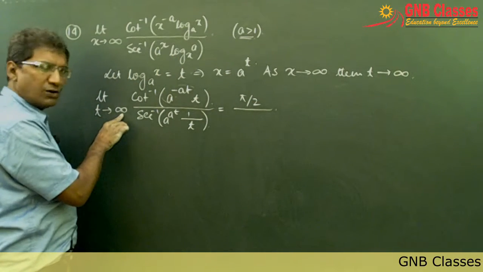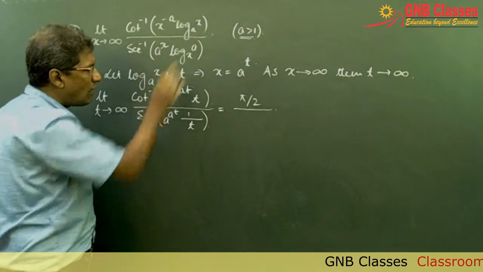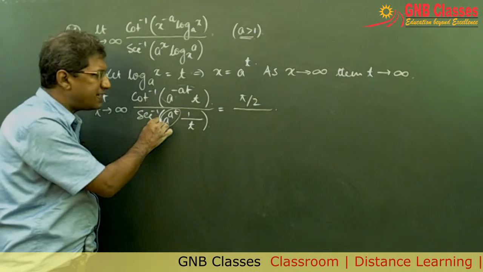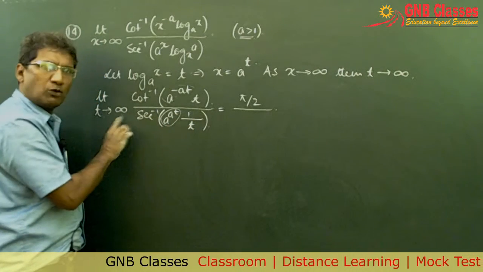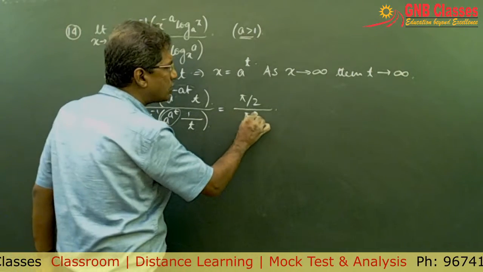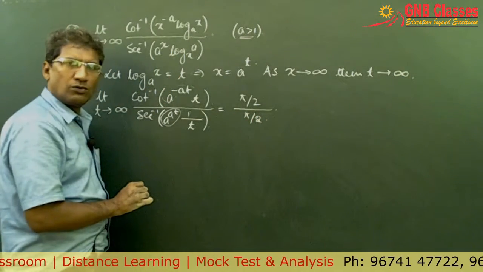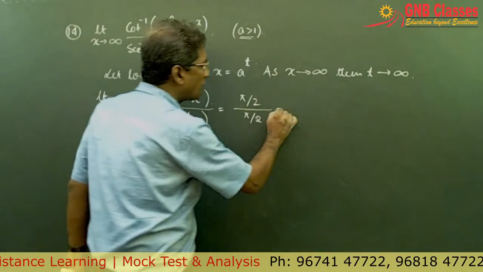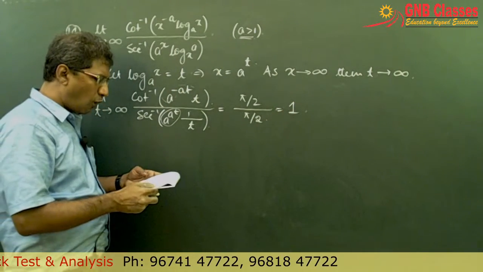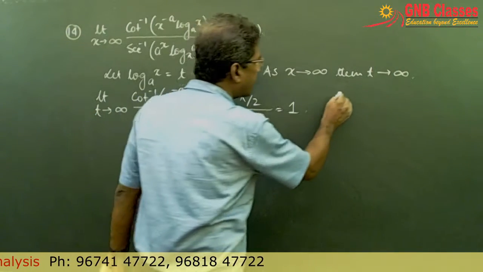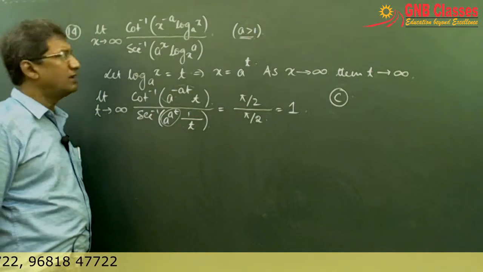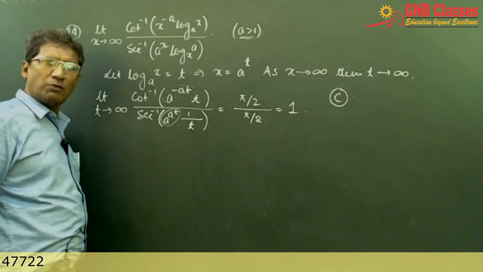Divided by: as t tends to infinity, since a is greater than 1, a to the power t is approaching infinity, but 1 by t is approaching 0. So it will be sec inverse 0. Again it is pi by 2. Is it clear? Therefore your final answer will be equal to 1. Thus option C is correct for question number 14. Option C is correct for question number 14. Have you understood this problem clearly?